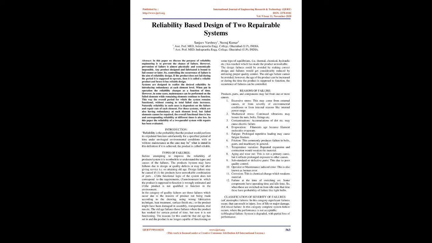In the category of quality failures are those failures which occur due to the reasons of product not being made according to the drawing, using wrong fabrication technique, heat treatment, surface finish etc., or the product might have been damaged in assembly, transportation, trial run etc. The old age failures are those failures where the product has worked for certain period of time, but now it is not functioning. The reasons for this could be that old age has set in and the product is no longer capable of functioning, or some type of equilibrium, i.e. thermal, chemical, hydraulic etc., has been reached which has made the product unworkable.